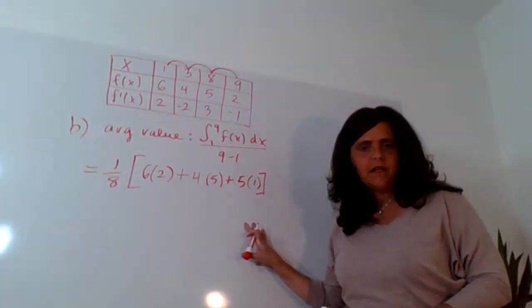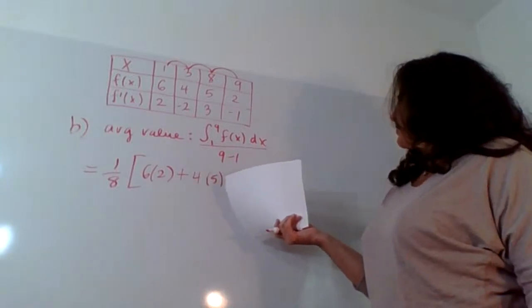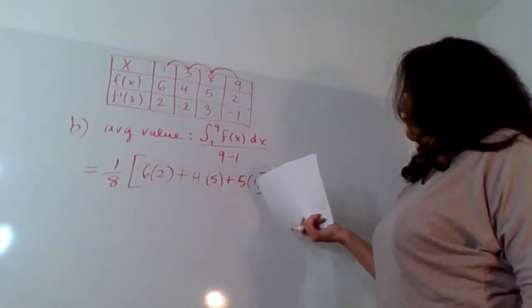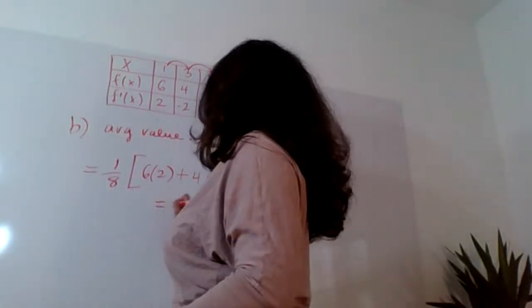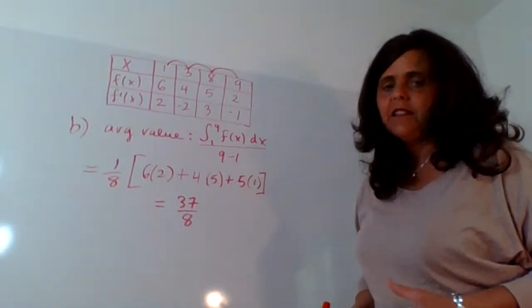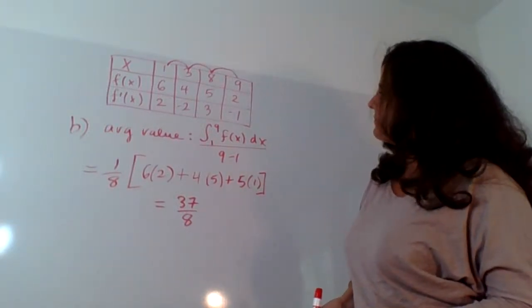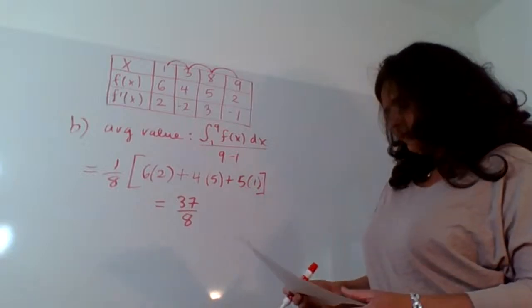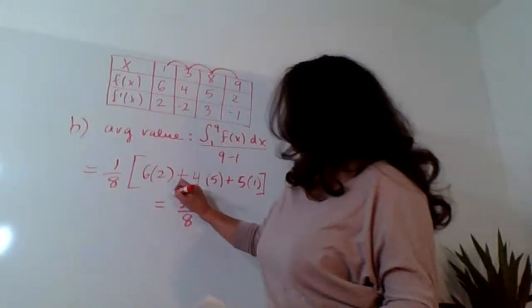And then 1/8 of this amount. So basic math. 12 plus 20 is 32, and 32 plus 5 is 37. So I'm getting 37 over 8. Now don't forget over 8, because it's the average value. It's not the value of the integral. It's the average height of the function on the interval from 1 to 9. Okay. Not too bad. I think we got that.